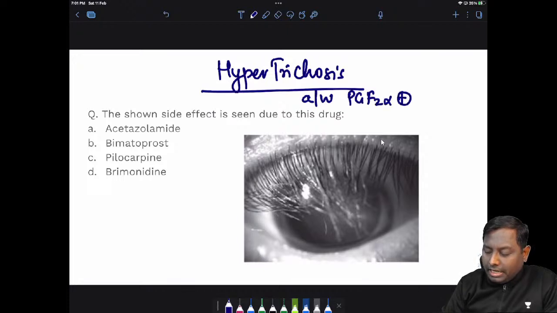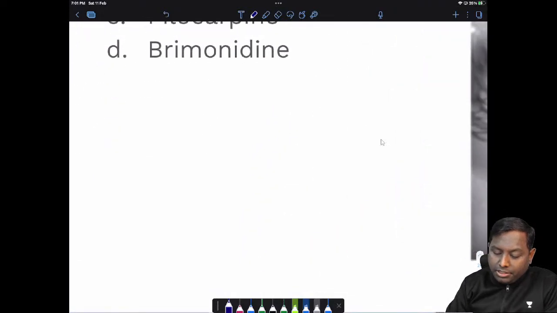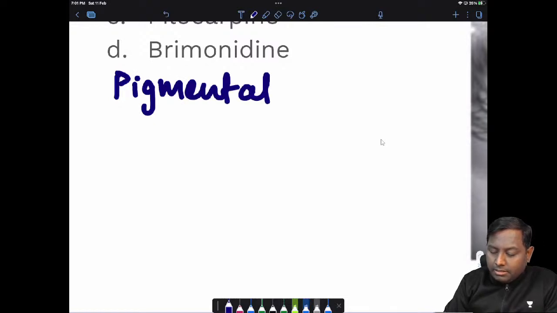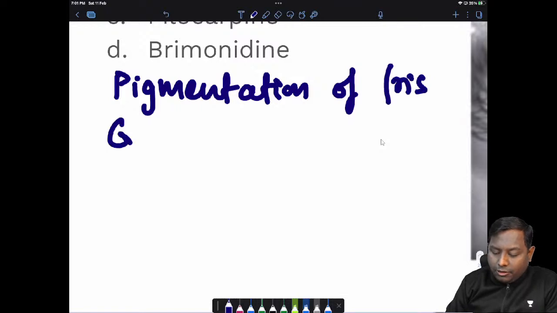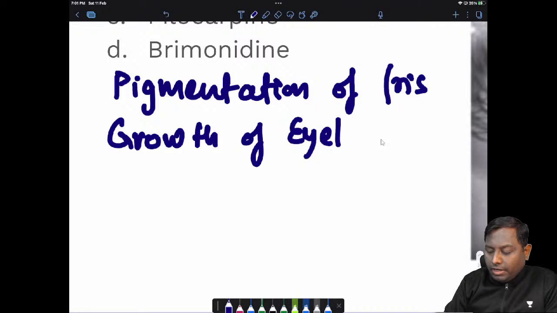PGF2 alpha analogs: latanoprost, bimatoprost, tafluprost, right? Do you know the important side effects of PGF2 alpha analogs? They cause pigmentation of the iris. They can lead to growth of eyelashes. और यही तो हो रहा है, growth of eyelashes, है ना, hypertrichosis.